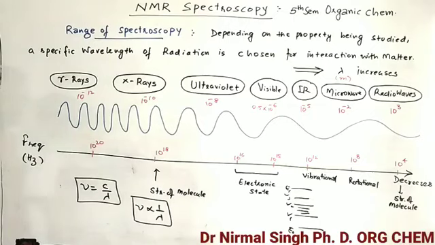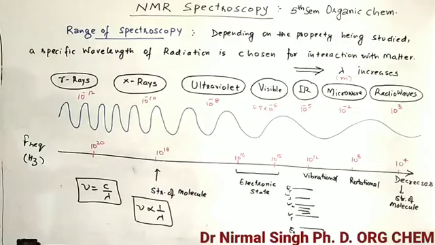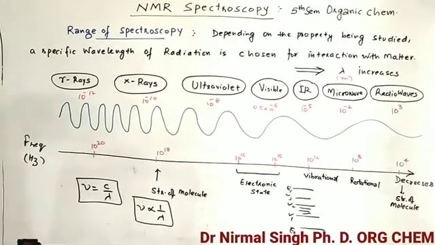So this is just an overview of this electromagnetic spectrum, of which type of properties we want to study of the given compound. We have to choose the proper wavelength according to that property. In this electromagnetic spectrum, there is the radio wave having the lowest frequency and highest wavelength. Its energy is lowest, and we will use it during NMR spectroscopy.